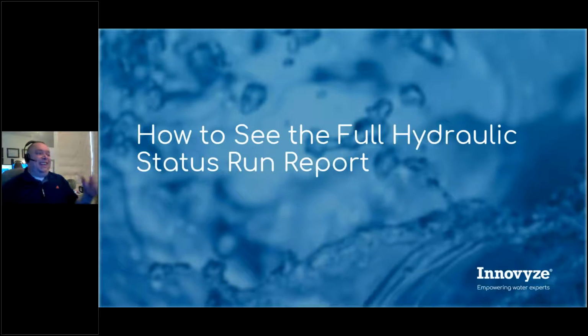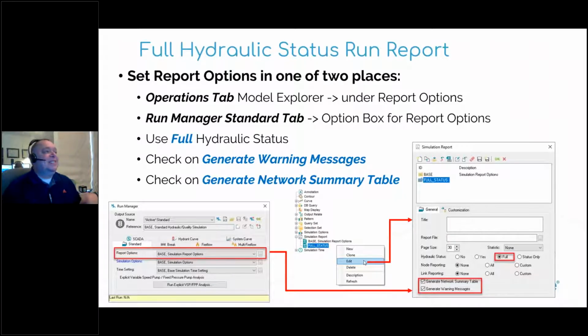Okay, so let's go into what we've been talking about. What is this full hydraulic status report? So you can set this in 2 different places. Again, on the operations tab of the Model Explorer, you'll see the simulation report options are called a little bit differently here. In the Run Manager, it's report options, but over here, it's the simulation report options. You can either double click on it or right click to edit. Or again, this is another place where I'll usually go to the Run Manager or Standard tab and click the 3 dots to open the simulation report.